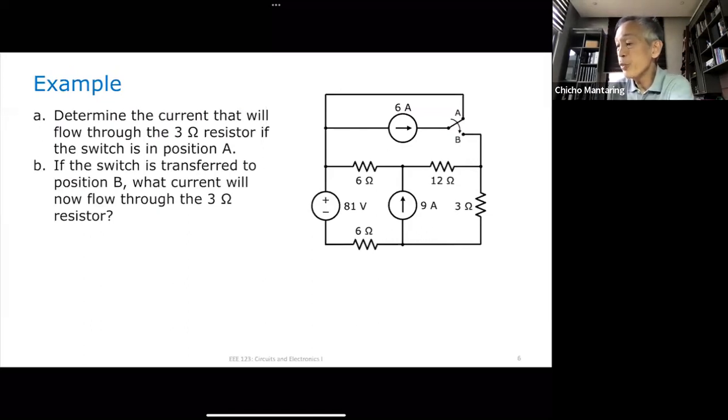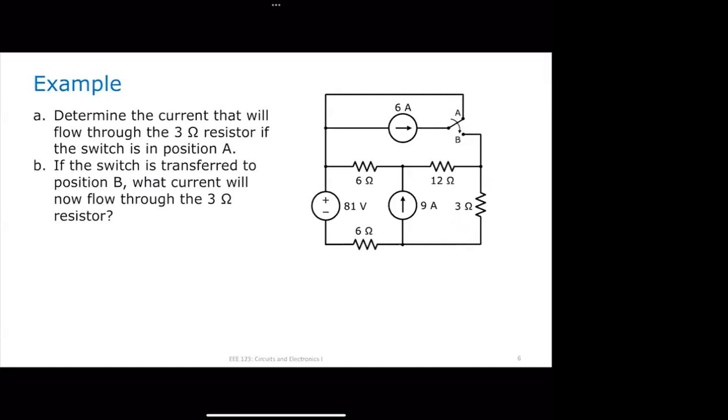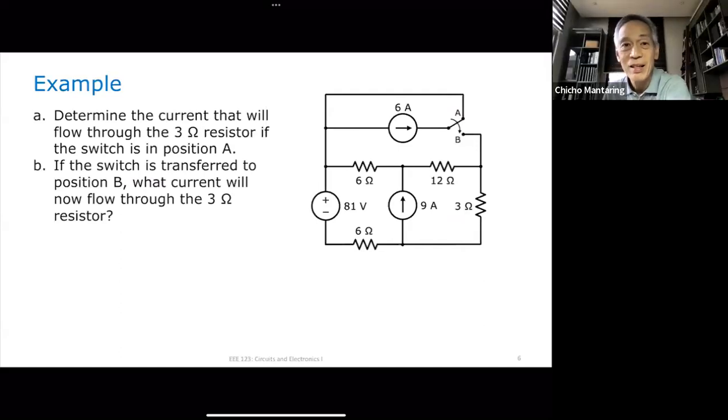Okay. With the switch in position A, will the 6 ampere source contribute to the current in the 3 ohm resistor? Yes or no? No po. Okay, what about the others? Okay, that's correct, no? The answer is no. Kasi pag yung switch nandito sa position A, itong current na to, dito lang iikot siya, no? It will only turn around here. It will have no opportunity to go to any other part of the circuit, no?